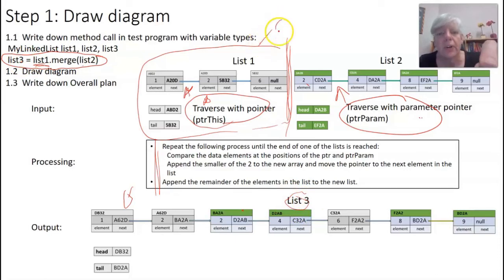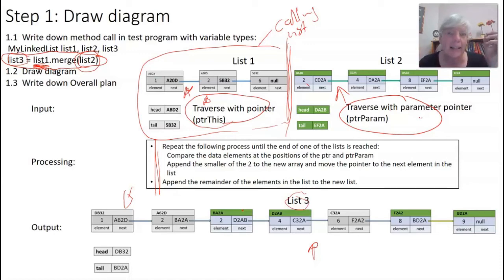We call this the calling list because it's the object that calls the method. This one we call the parameter list because it's the one that was sent as a parameter. And this one we call the return list because it's the one that's returned by the method. So why is this such a good example to ask? This is the reason, because there's a calling object, there's always a calling object.